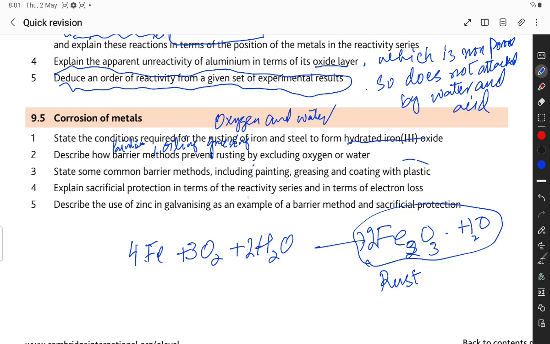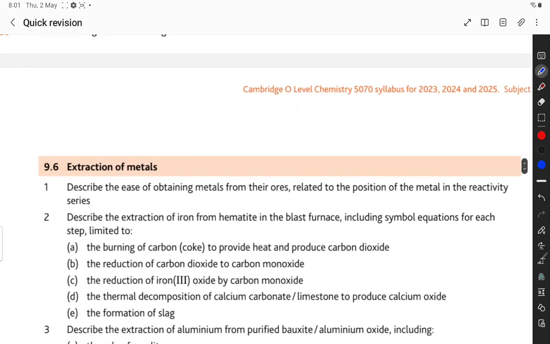Explain sacrificial protection in terms of the reactivity series. Highly reactive metals like zinc and magnesium prevent iron from rusting. Describe the use of zinc in galvanizing: coating of zinc. Zinc is more reactive than iron, so it reacts earlier with moist air than iron. Hence, in this way, it prevents iron from rusting. Similarly, magnesium is also used for sacrificial protection. So zinc and magnesium are used as sacrificial protection.